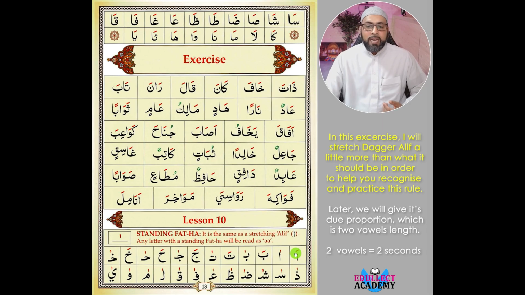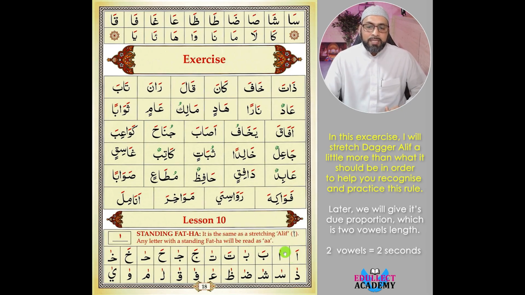Now the dagger alif or the standing fatha, fatha khanjariya, is identical to the session that we've studied in the previous session, lesson number 9. So where you have an alif immediately after a letter and it has no harakats on it, then you stretch it 2 beats. The standing fatha or dagger fatha is identical to that.